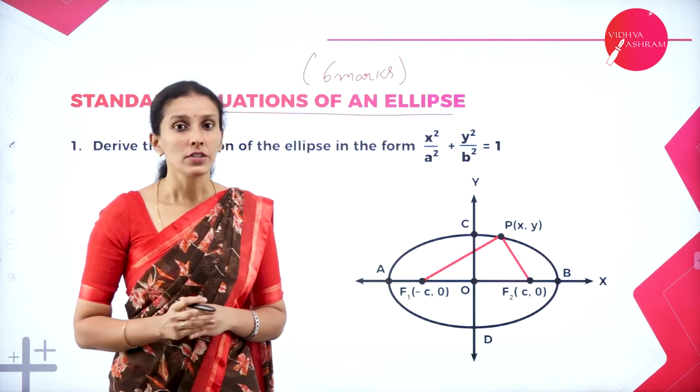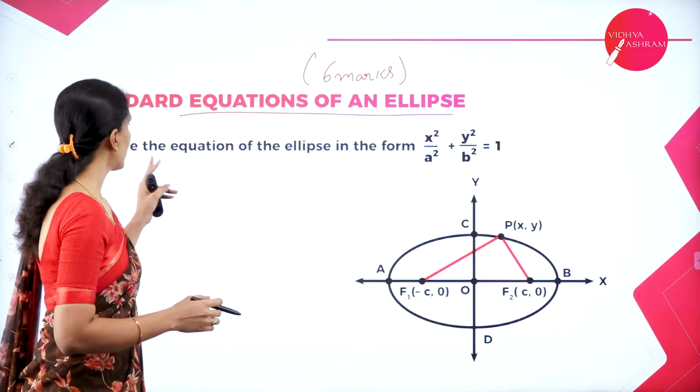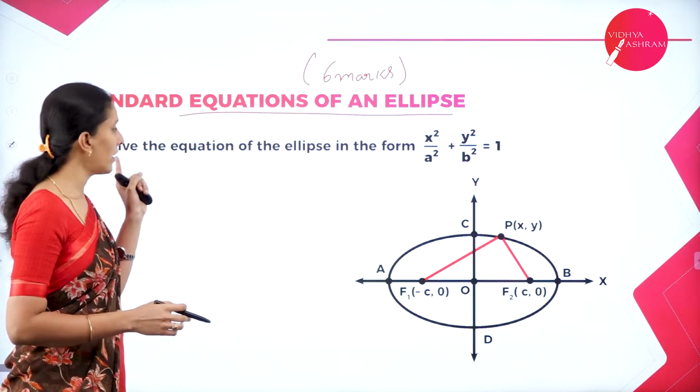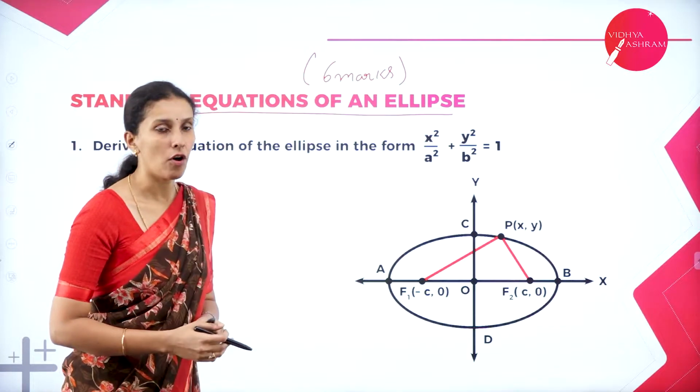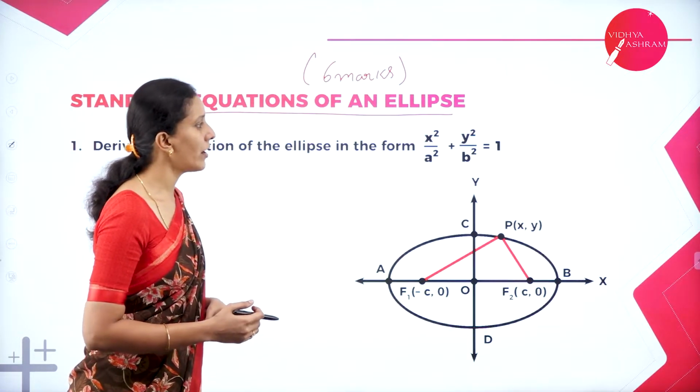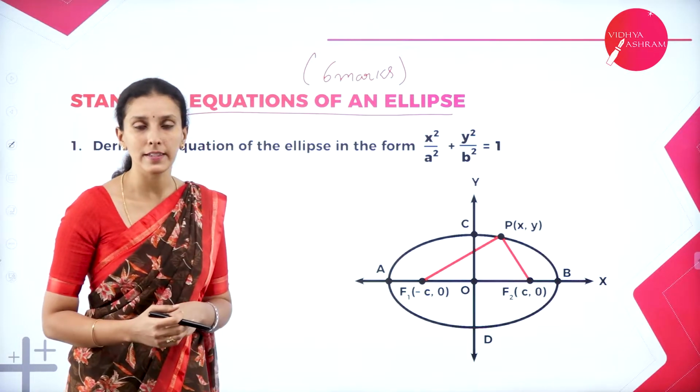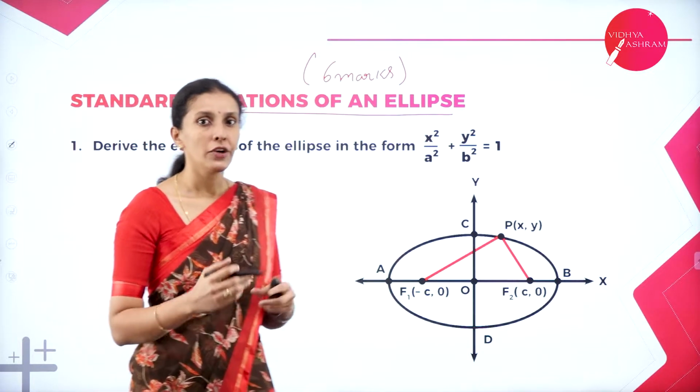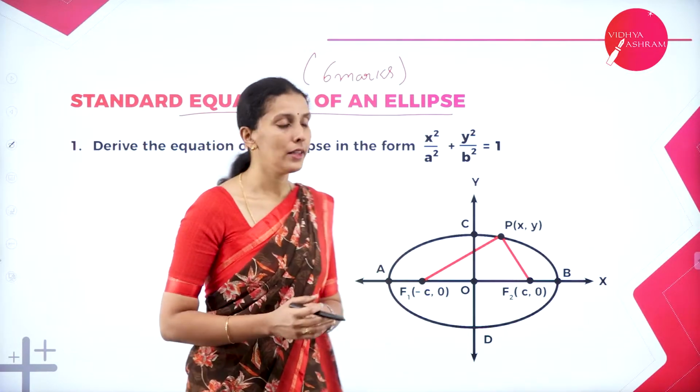6 plus 4. So, the question might always be to derive the equation of an ellipse in the form of x square by a square plus y square by b square is equal to 1. For that we need one diagram and the procedure.